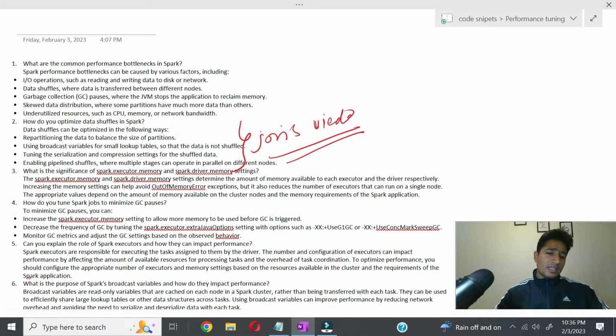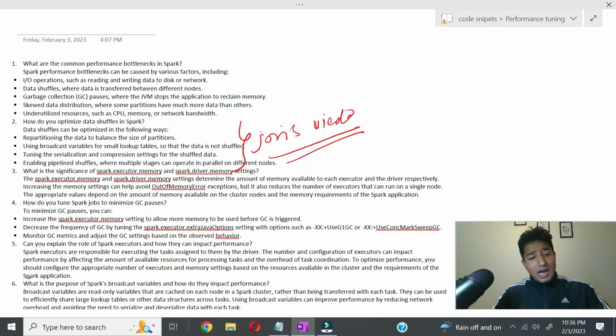The third question is, what is the significance of spark.executor.memory and spark.driver.memory settings? There is a question afterwards in this performance tuning video in which I will be touching upon all the important properties of the cluster which may impact the performance. So let's see these two properties, spark executor memory and spark driver memory.